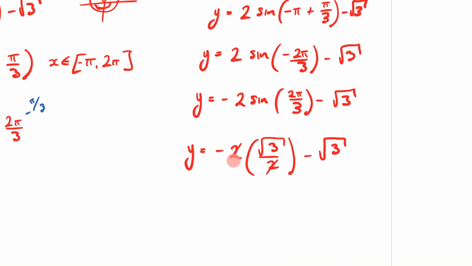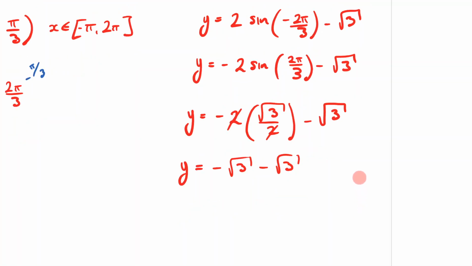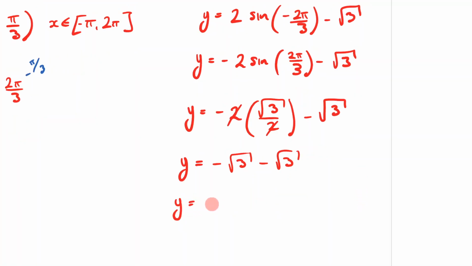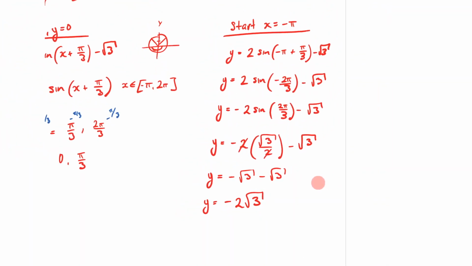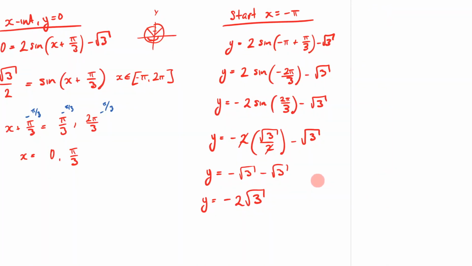Okay, that would cancel with that, which means I'm going to end up with minus the square root of 3 minus the square root of 3. So it's going to be y is equal to minus 2 the square root of 3. So that is where my graph is starting from. That's the start point. So in other words, it's starting when I've got negative pi and then negative 2 square root of 3. That's the coordinates at which it's starting. Was that time consuming? Yes, it was.